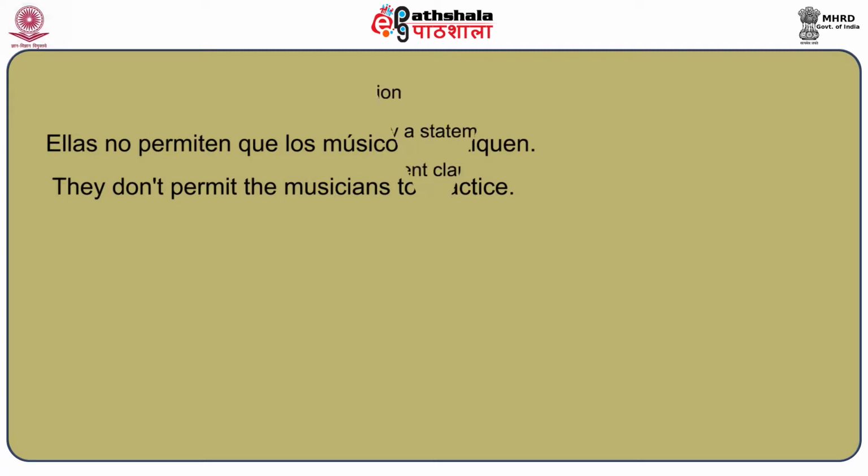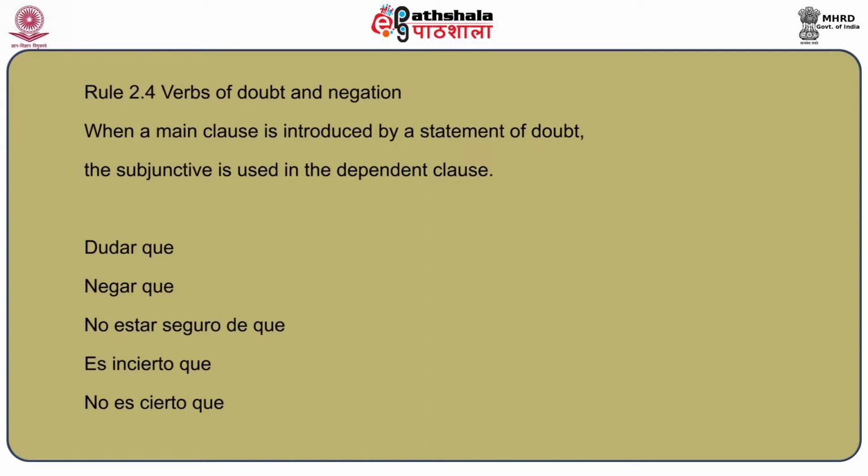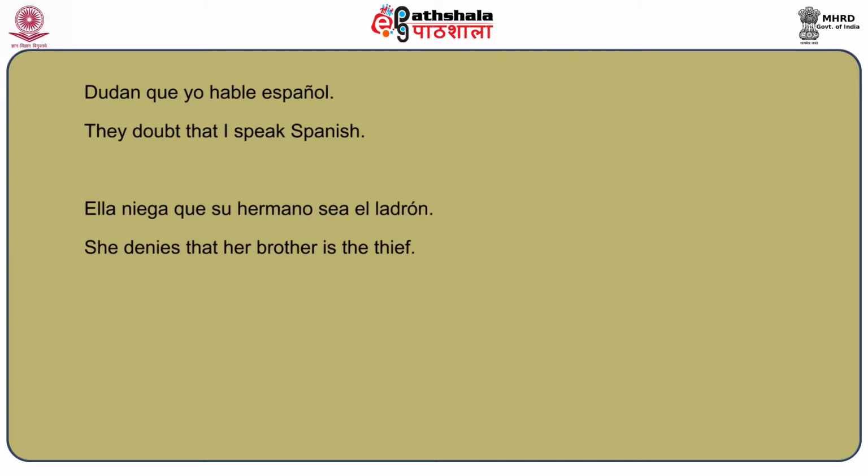The verbs of doubt and negation, when present in the main clause, require the subjunctive in the dependent clause. Some clauses are dudar que, negar que, no estar seguro de que, es incierto que, no es cierto que. Sample sentences are: dudan que yo hable español.